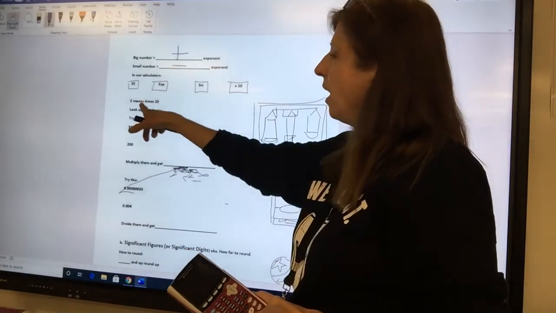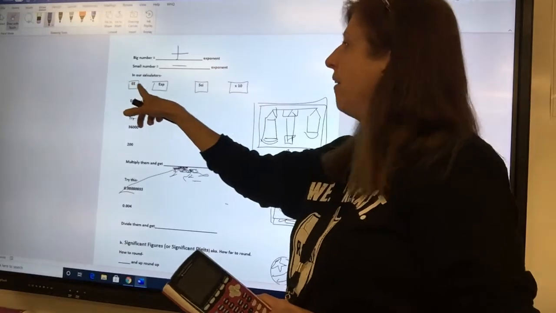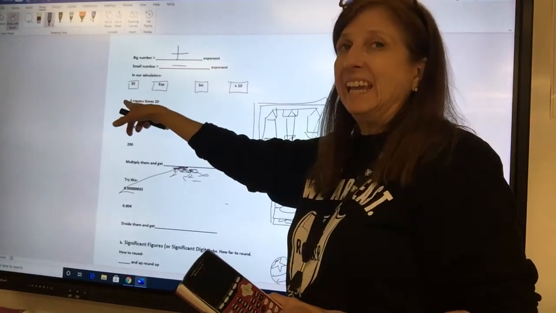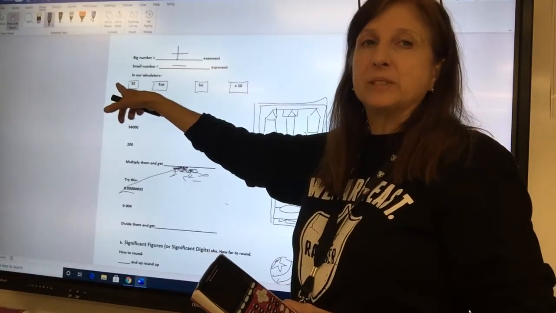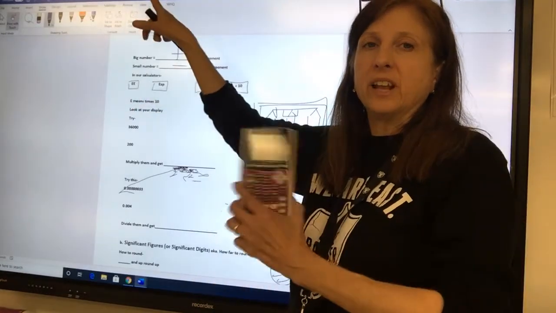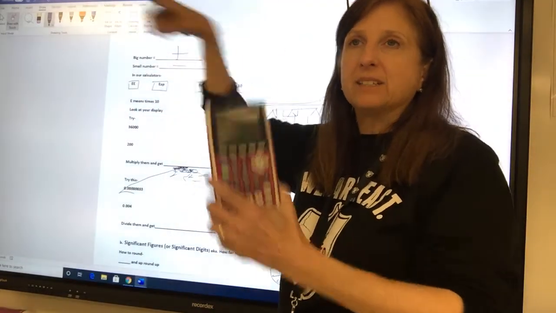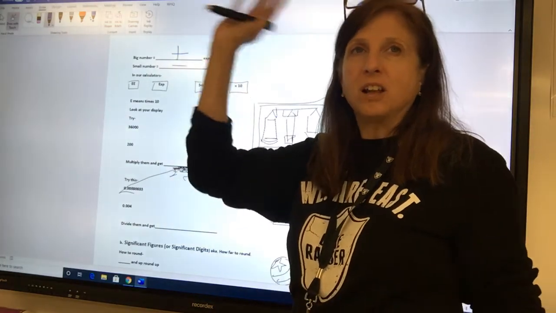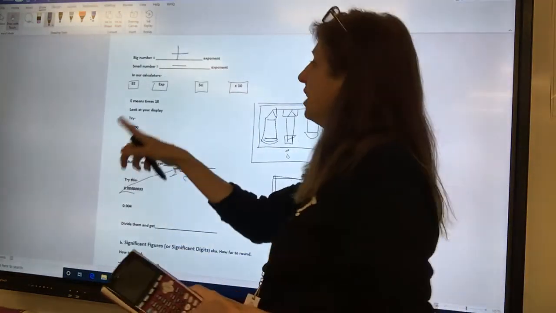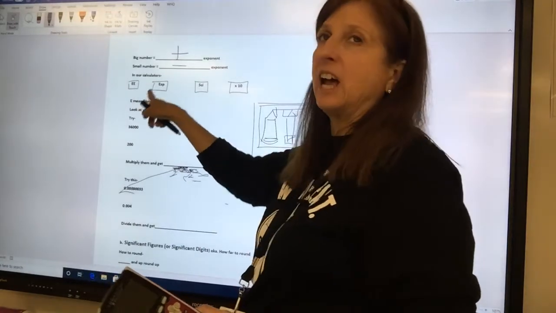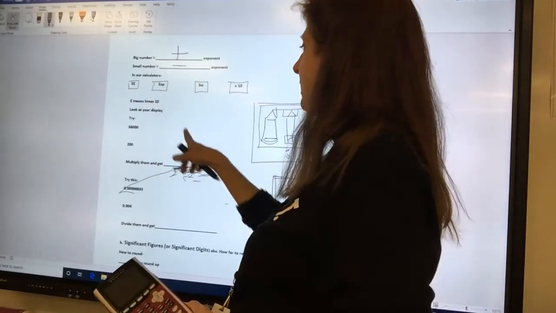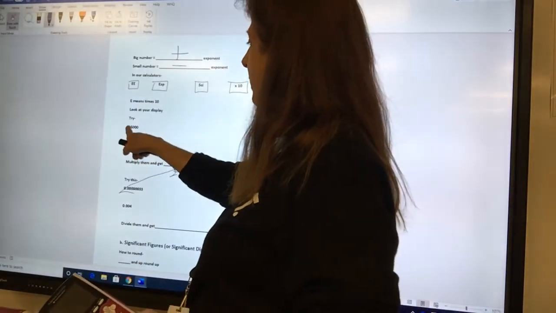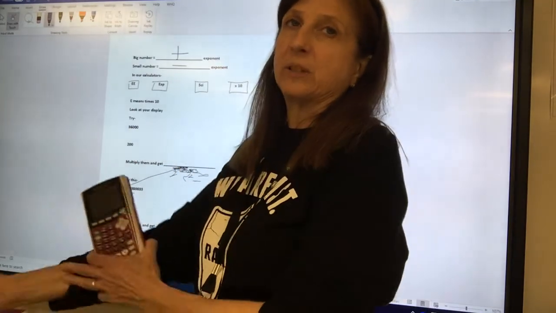Okay, so on our display, it will display an E, which means times 10. When calculators were new, they couldn't do X's. They could only do things that do a grid of 8. I'm old enough to remember this. Y'all are not. So they don't use times. They do E, and it means times 10. So let's try to put this in our calculator with scientific notation.